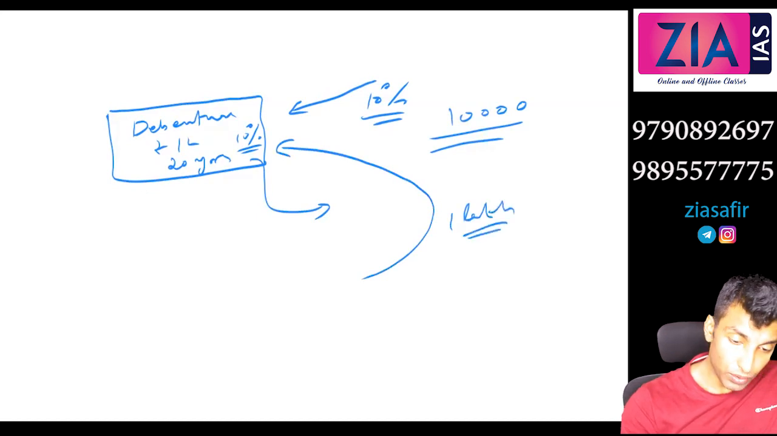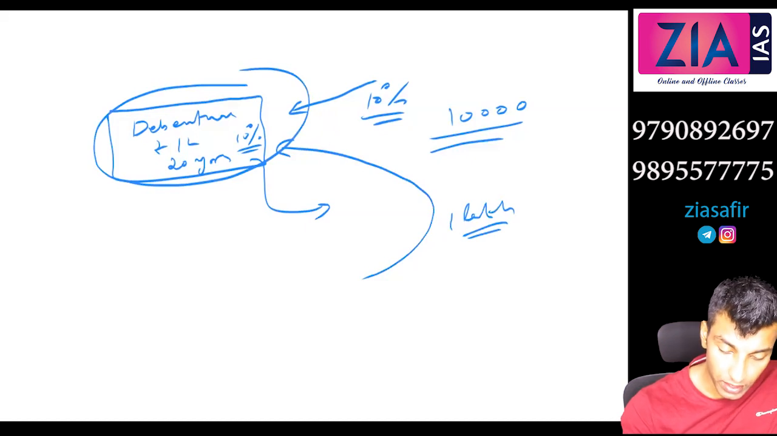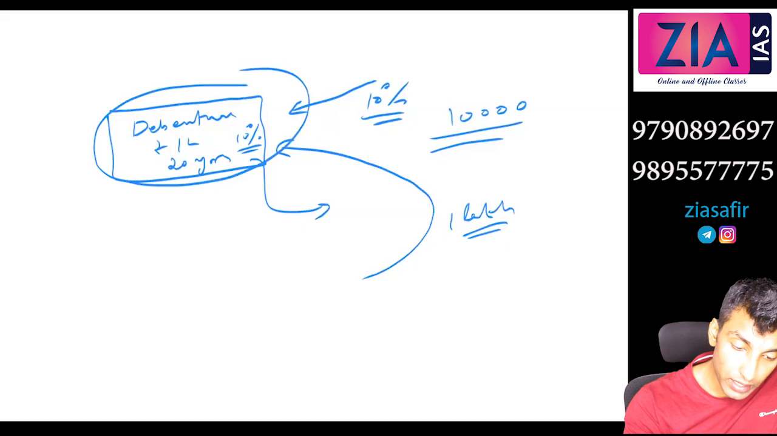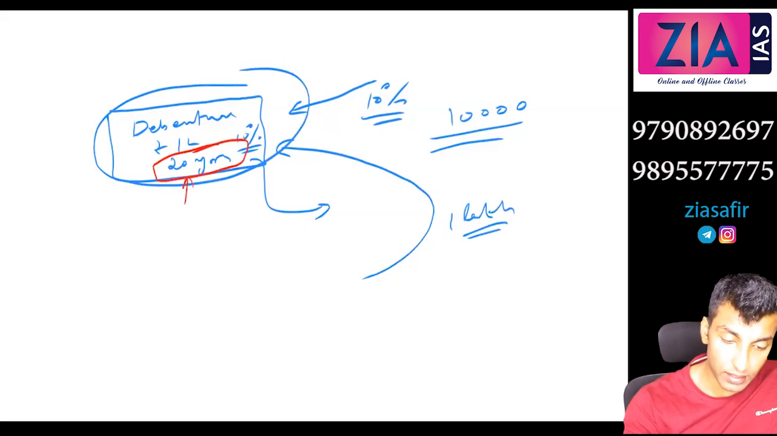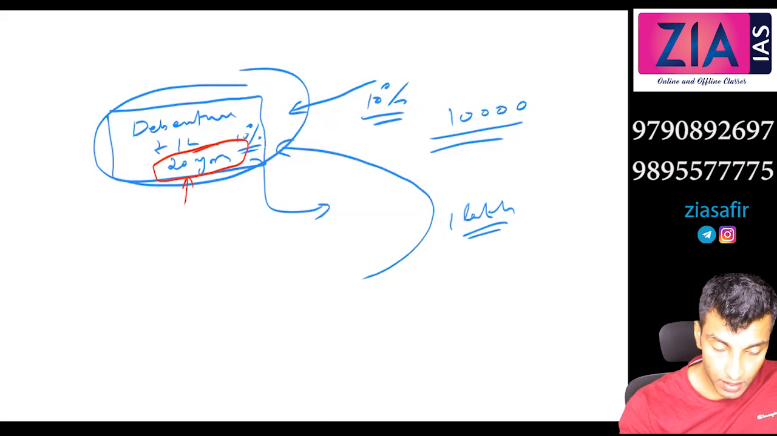Now this debenture can be sold in the stock exchange. I've told you this is tradable, right? If you are a debenture holder, it is not necessary that you wait for 20 years. It is liquid. It is tradable, so it can be sold in the stock exchange.